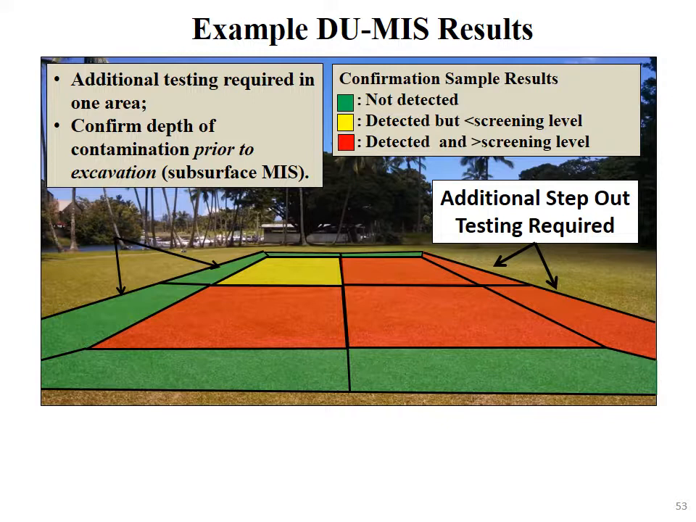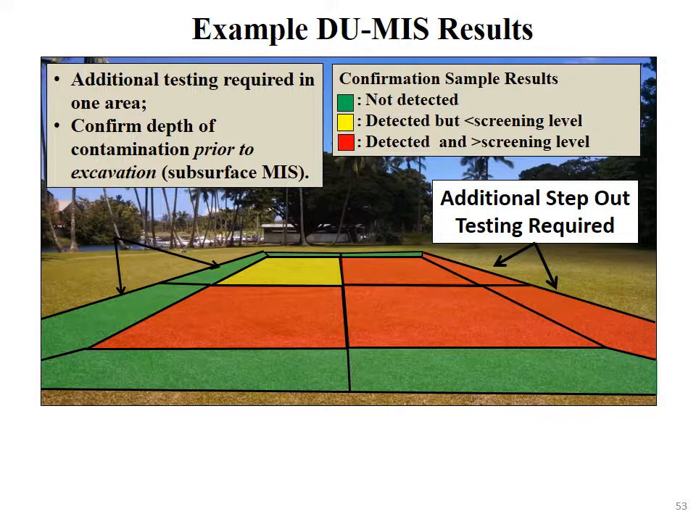Now, key point, you don't want to leave any gaps between decision units. You don't want to jump out 20 feet and set up another row of decision units, because then you have all the soil in between that you haven't tested and have to guess what to do with. So you want to make sure your DUs abut each other and are adjacent to each other without any gaps as much as possible.